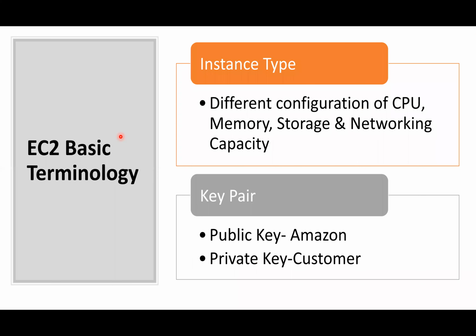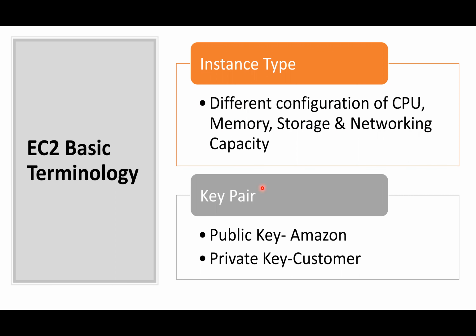EC2 basic terminology. So let's start with instance type. Instance type is nothing but a configuration of different CPUs, memory, storage, and networking capacity. You will see lots of instances. Some instances may have one CPU, some may have GPUs, and some may have 4 gig RAM, 8 gig RAM, 16 gig RAM, and storage and different networking capacity.